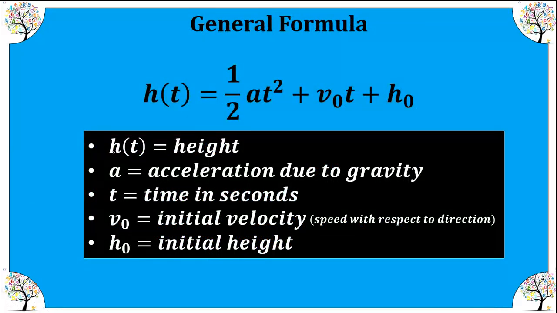Here are all the components. Our output, h of t, which is the height with respect to time, that is our output. A is our acceleration due to gravity, and I'll give you those values in just a minute. Then we have t. Instead of x, we're using t for time. It'll be seconds. This v sub o is our initial velocity, or the speed with respect to direction. And then our constant is going to be the initial value, the initial height of our object.